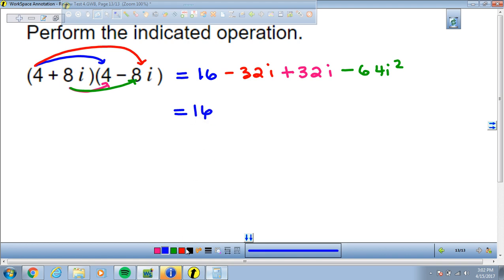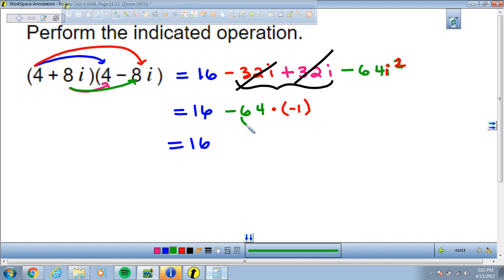So 16, the 2 in the middle, what happens when you try to combine them? Negative 32i plus 32i, they cancel. You bring down the negative 64. Remember what happens with the i squared? The i squareds need to be substituted by a negative 1. So negative 64 times a negative 1 becomes a positive 64. And your final answer is going to be the addition of these 2, which is going to be 80. Right? And that would be your answer.